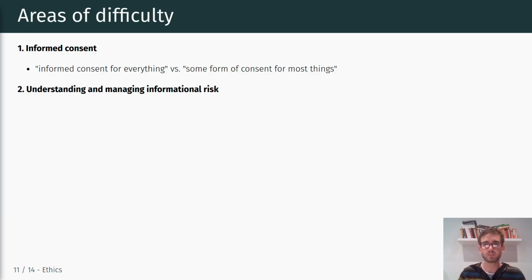The second area of difficulty is understanding and managing informational risk, and that is one area that is becoming increasingly important, especially since more and more records of website or online tracing data or other types of large databases are becoming available for research. This also introduces the potential risk of re-identifying people, and ultimately recovering sensitive information about identified individuals.